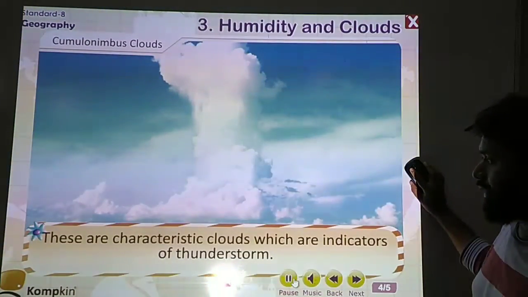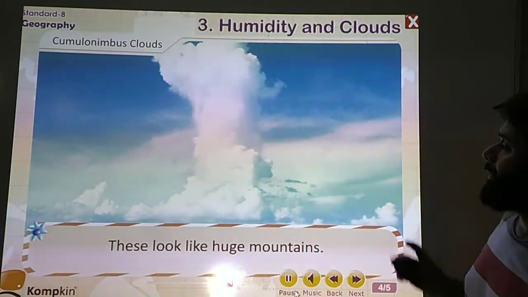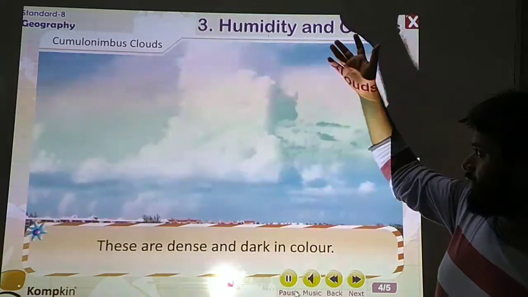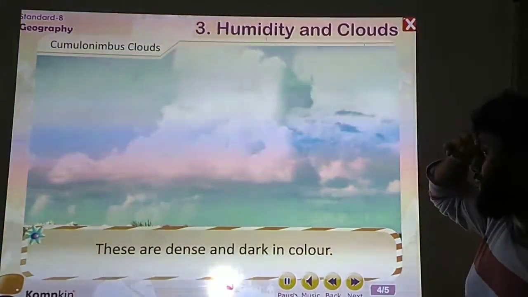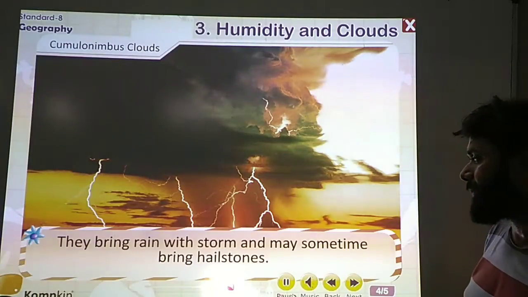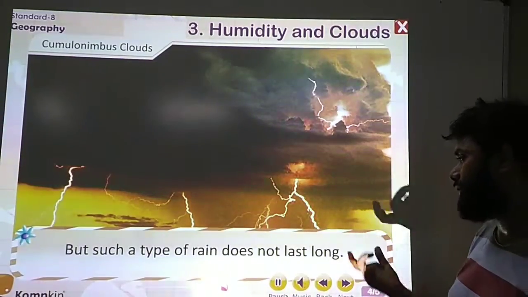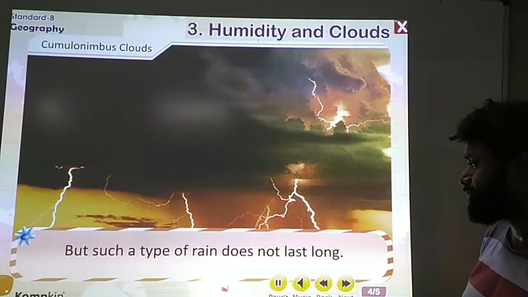Yeah, see, this is the characteristic indicator of thunderstorm. The upper part, how will it be? They are dense and dark in color and accompanied with lightning. When the lightning happens, they also bring hailstorm. The ice rain, that also is brought by them.